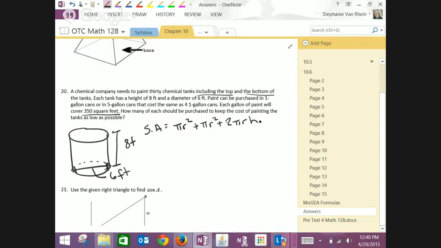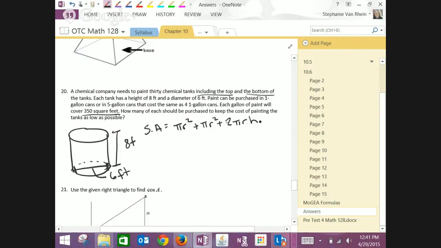How do you know when to use surface area? Well, if you're painting something, that's surface area. You're just painting the surface. Yeah, you just care about the surface, not the inside. You're not filling it up, because filling it up would be the volume. So here on our note sheet.